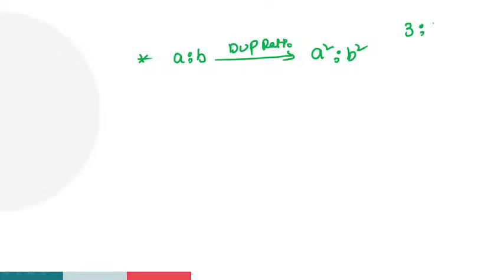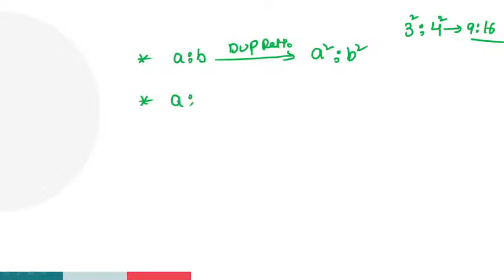For example, 3 is to 4. The duplicate ratio is 3 square is to 4 square. 3 square is how much? 9. 4 square is how much? 16. That is the duplicate ratio, guys. Here, 9 is to 16 is the duplicate ratio. Just remember the formula: for A is to B, the duplicate ratio is A square is to B square. And coming to the next point, guys.